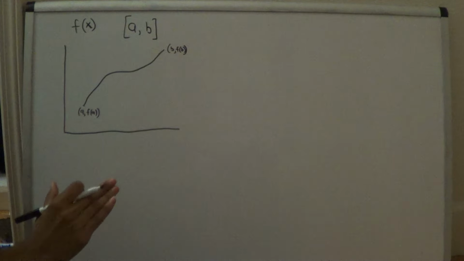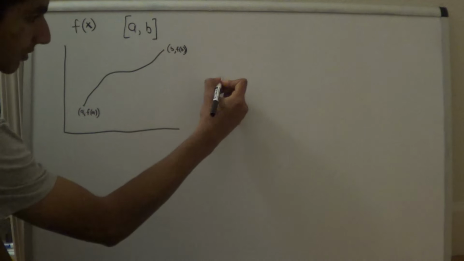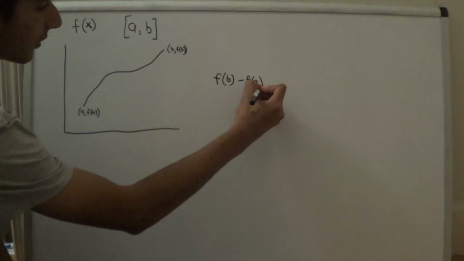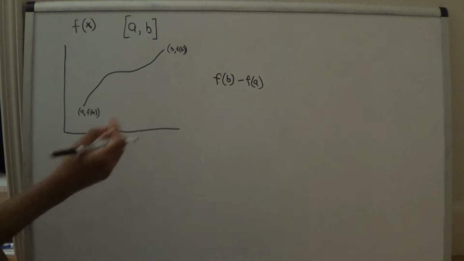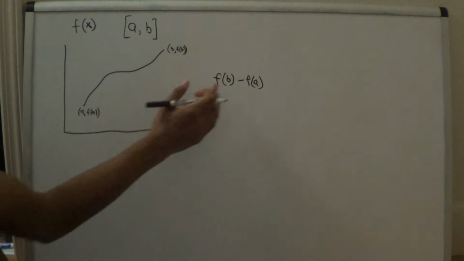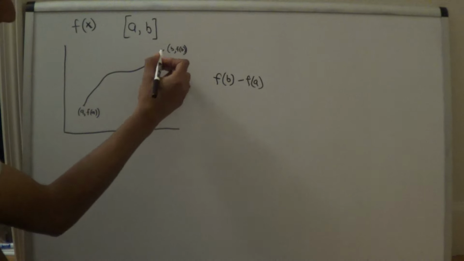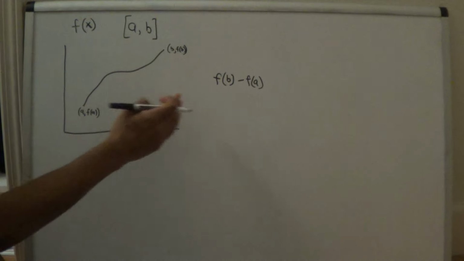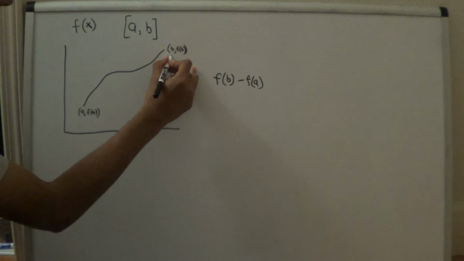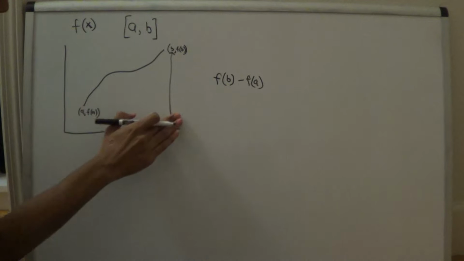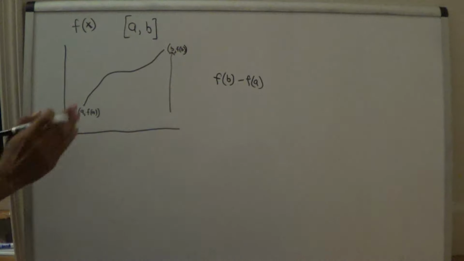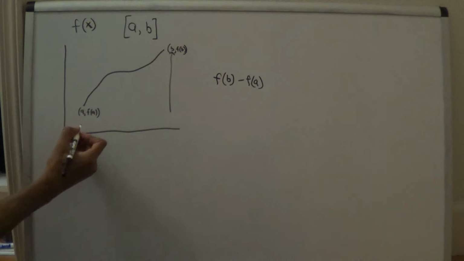Now what I want to look at right here is this expression f of b minus f of a. What is that? That is the difference between the two y-coordinates. In essence, f of b minus f of a is basically the vertical distance between these two points. So I'm going to draw an arrow to represent that vertical distance, from this point up to this point, f of b minus f of a.